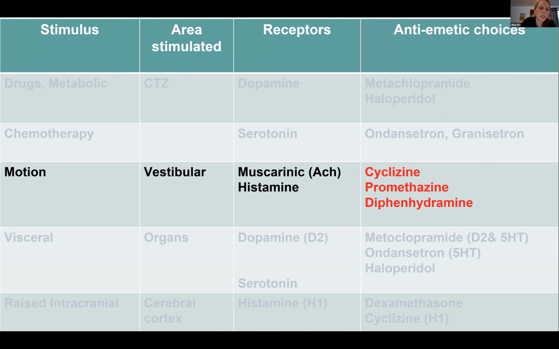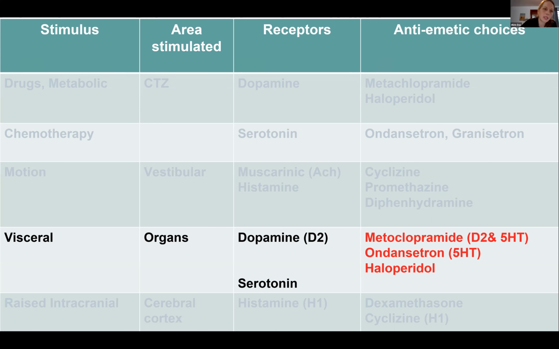Some of our patients may experience motion-related nausea, and this is stimulated by the vestibular area. The receptors that are impacted are the muscarinic and the histamine receptors. For that, we usually use cyclizine, promethazine, and diphenhydramine. Again, in your region or workplace, you may not have access to all of these medications, but hopefully you have at least one that you can use.